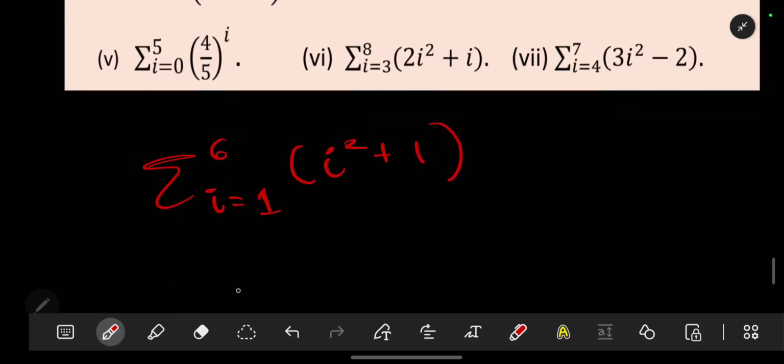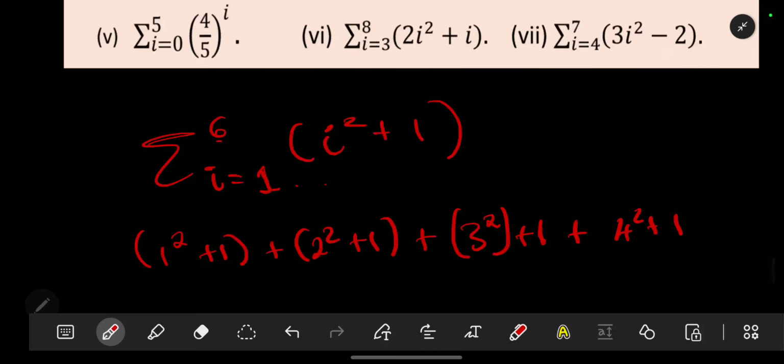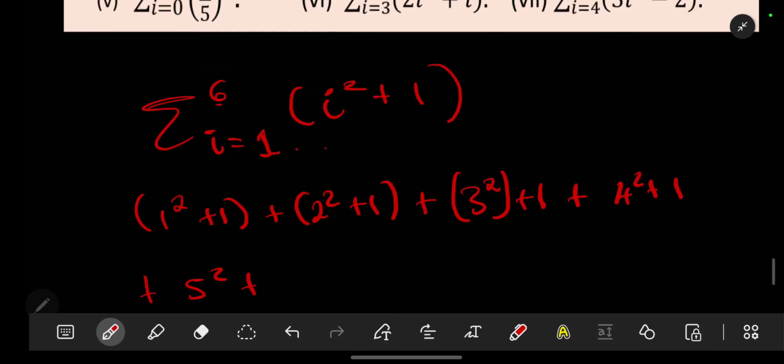So you are adding, which means you are adding from 1. This means from 1 to 6, so 1, 2, 3, 4, 5 until 6. That means you are going to add your 1 squared plus 1. Then the next one will be plus, the second number that will be put is a 2, so we have 2 squared plus 1. Like that, we have 3 squared plus 1 until we reach 6, plus your 4 squared plus 1. Then we have plus 5 squared plus 1. Then we have plus 6 squared plus 1.